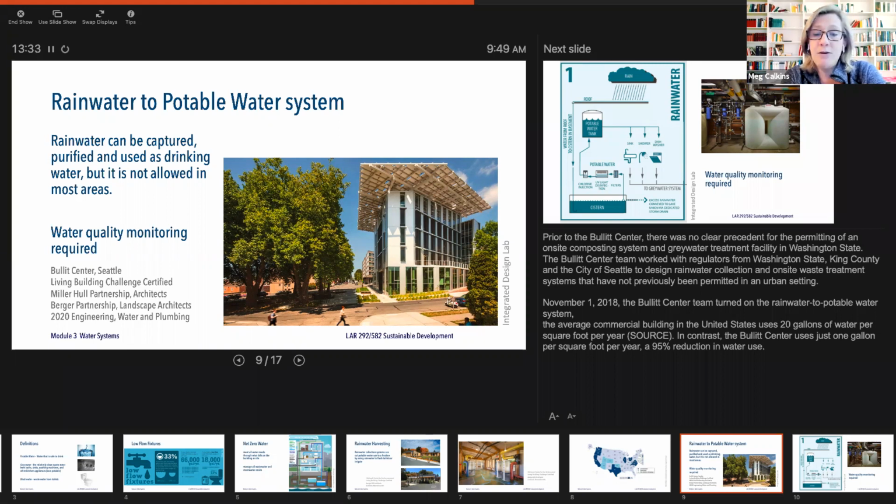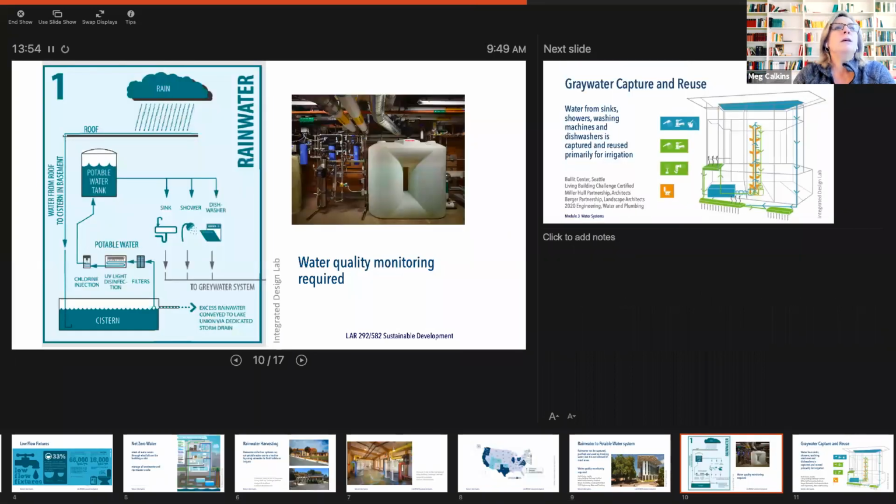They all collaborated together with regulators at the city, not just the city, but the city, the county, and the state, to be allowed to treat the water that they capture, the rainwater that they capture, and have it be potable within the building. So here you can see the diagram of how that potable water works. Water falls on the roof, gets held in a cistern. Some of that water is drawn out and filtered. And then it's disinfected with UV light, injected with chlorine, and held in a potable water tank.